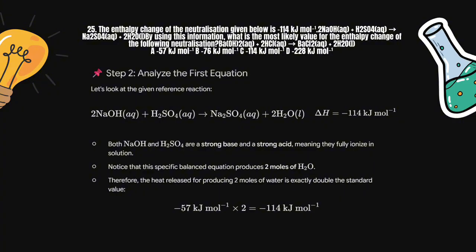Both are strong electrolytes, and this balanced equation forms exactly 2 moles of water. Therefore, the heat release is double. Minus 57 times 2 equals minus 114 kilojoules per mole.